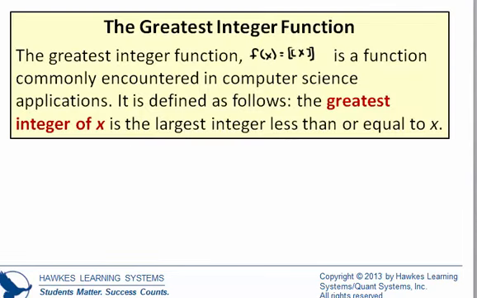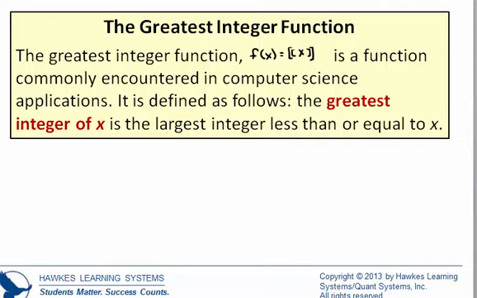Our next type of function that we'll look at is called the greatest integer function. The greatest integer function, f of x is equal to the greatest integer of x, with x in a double set of brackets, is a function commonly encountered in computer science applications. It is defined as follows. The greatest integer of x is the largest integer less than or equal to x.